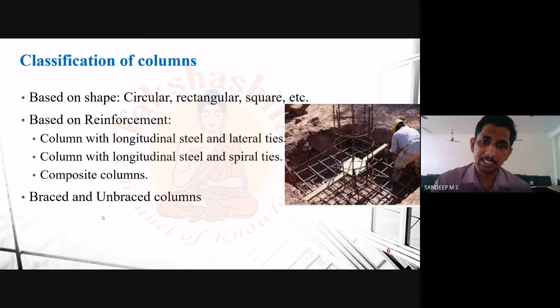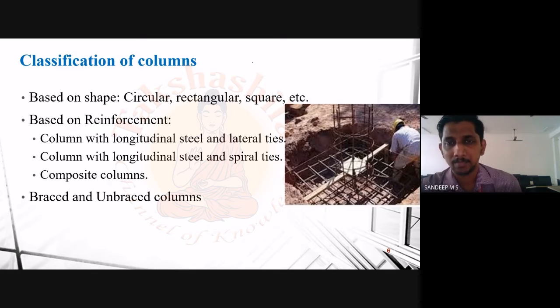Then we have braced and unbraced columns. What do you mean by braced columns? Have you heard the term braced columns? In analysis, have you come across these terms, braced columns and unbraced columns? You will be analyzing frames, right? No? Okay, anyway, we will see that.